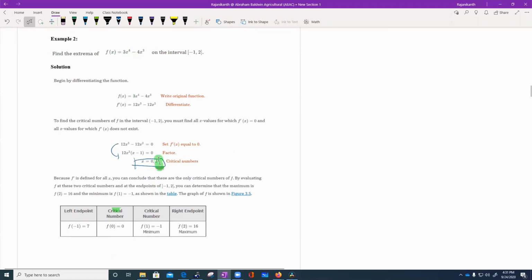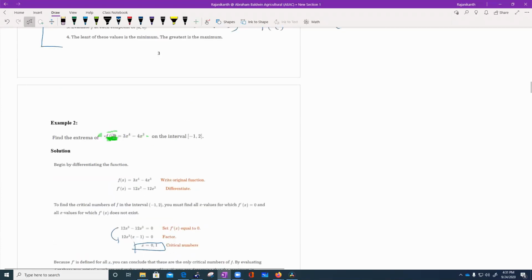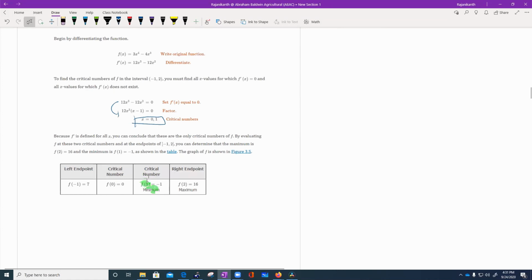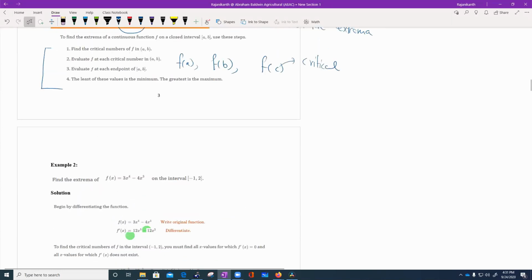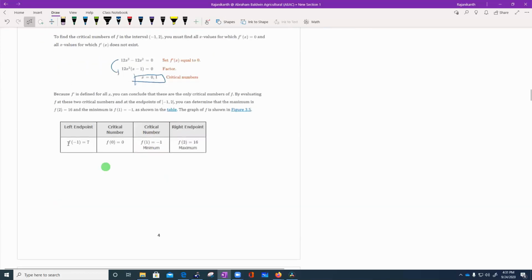Now my second critical point is 1. Plugging 1 into this function, you will get f of 1. That is my function value at that critical point. This is -1. Now you have to plug in these 2 as well, right? So now check these endpoints. You are plugging -1 into the function. You are getting function value 7, and you are plugging the next endpoint of the function, 2, and getting 16. So basically, I now have 1, 2, 3, 4 numbers.